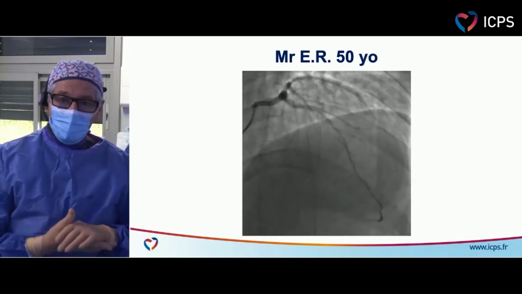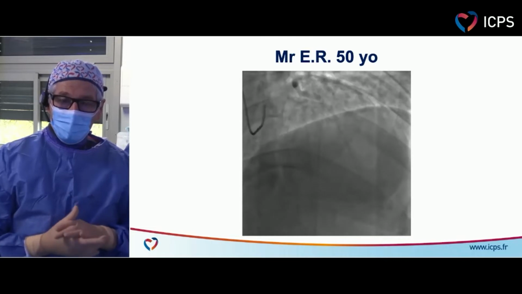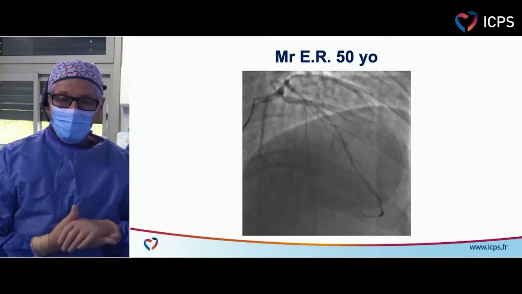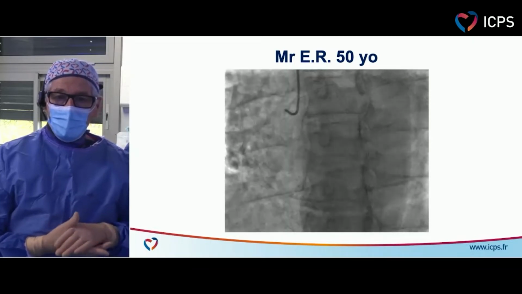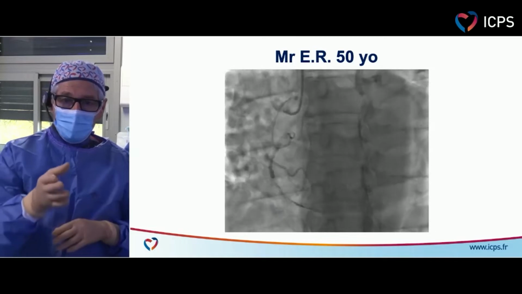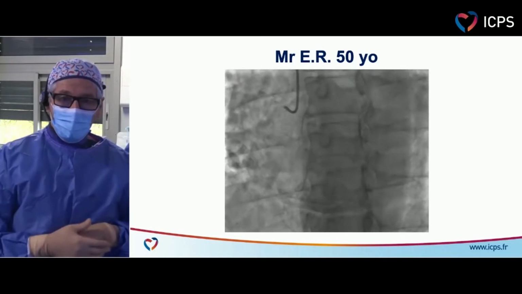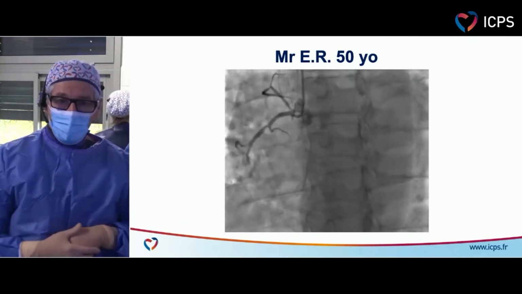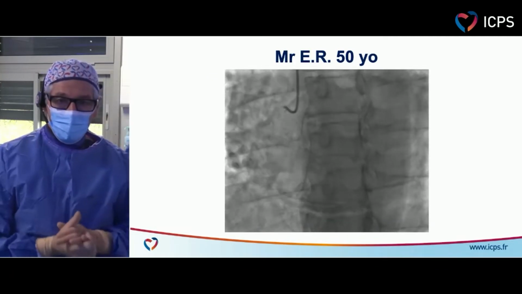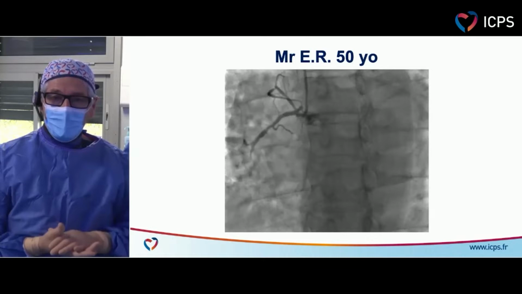This is a cranial view. You can see again this lesion of the ostium of the LAD. This is the right coronary artery, and you see the initial lesion 6 months before of the right, which was treated. I will not show you the CTO, but it was a good result.